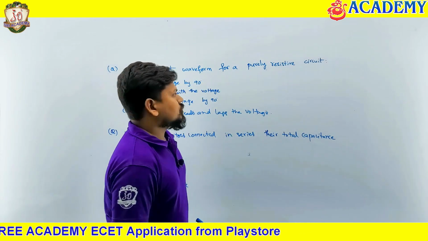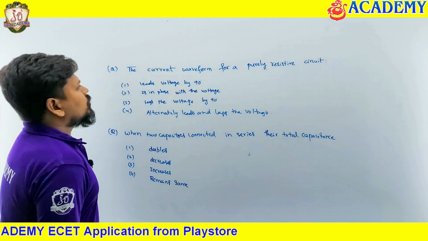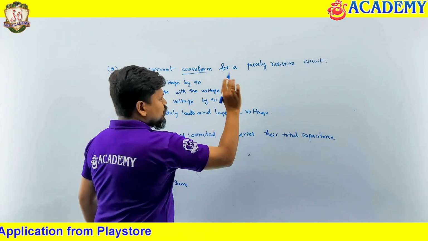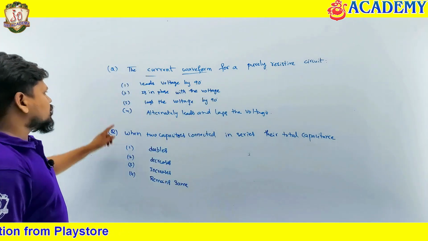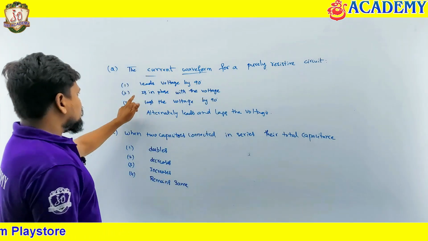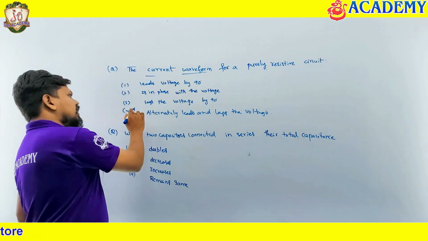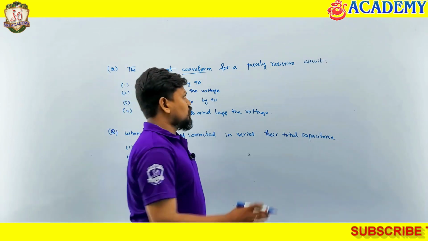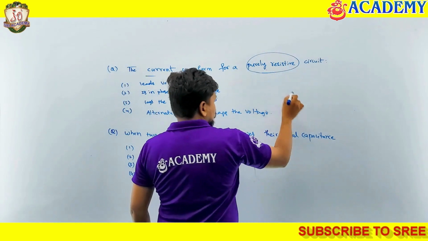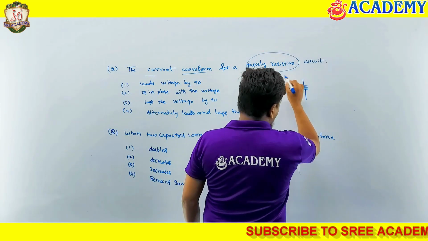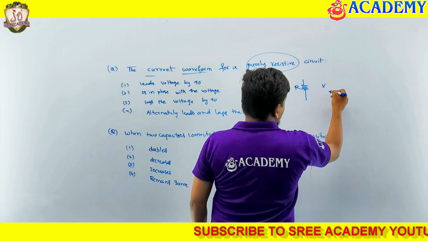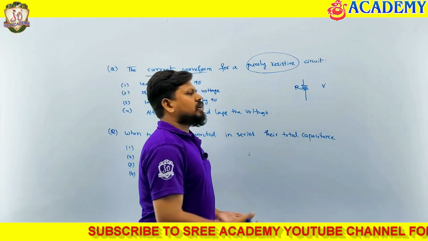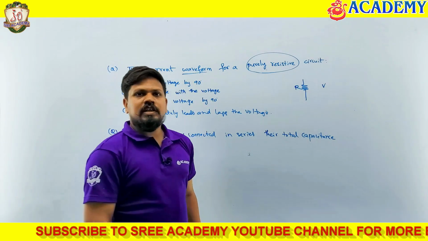Let's see the first question. The current waveform for a purely resistive circuit. Options: leads voltage by 90 degree, is in phase with the voltage, lags the voltage by 90 degree, alternately leads and lags the voltage. Whenever only pure resistance is there, voltage is in phase with current. Voltage will be in phase with the current, otherwise current is in phase with voltage.